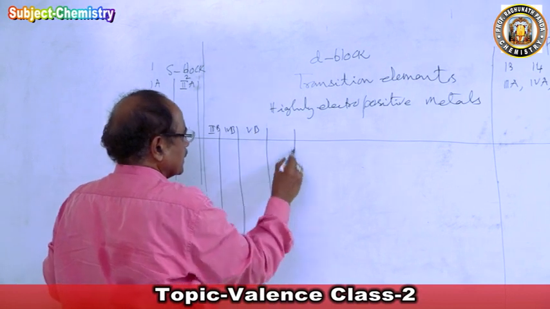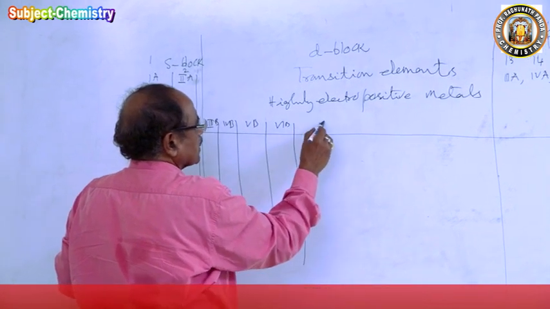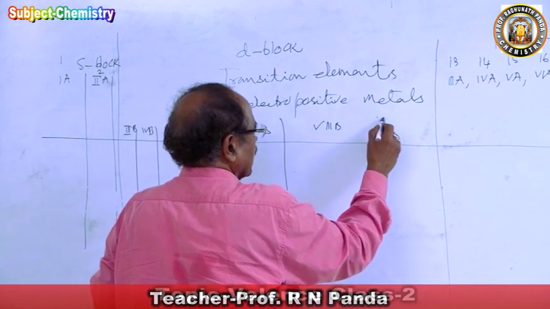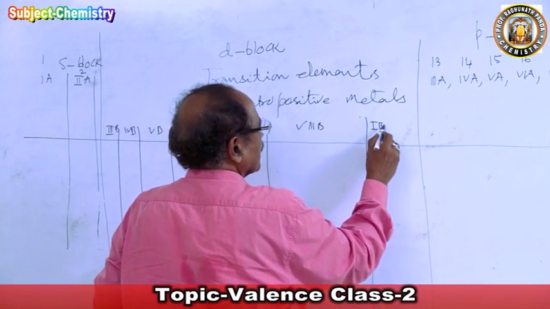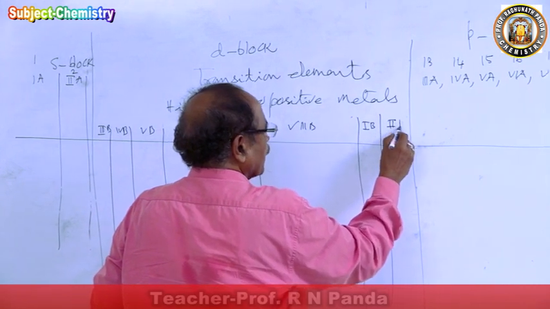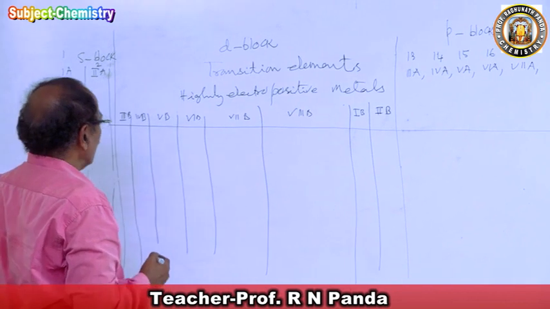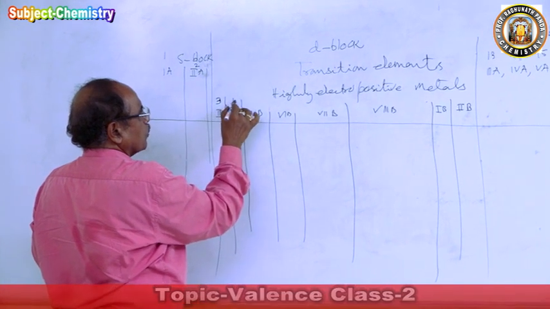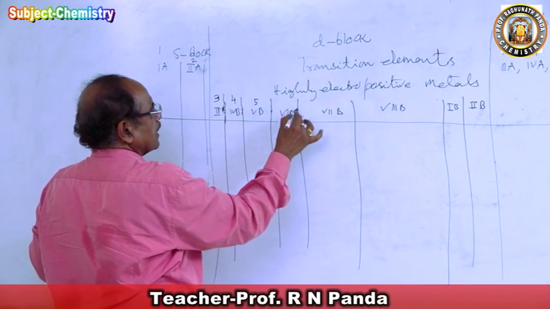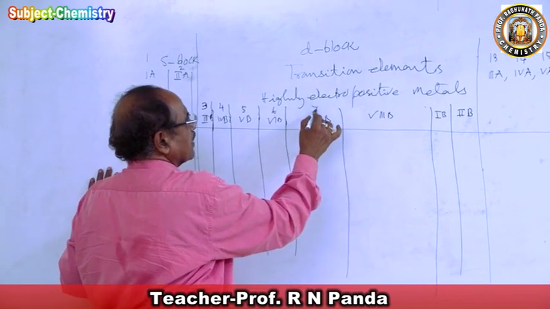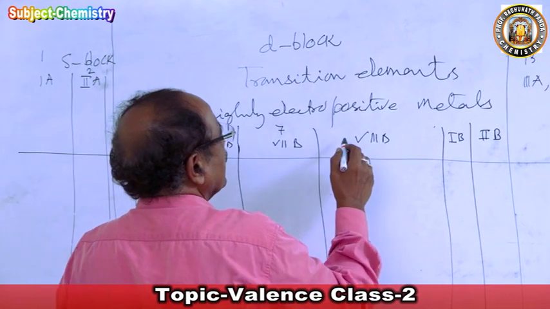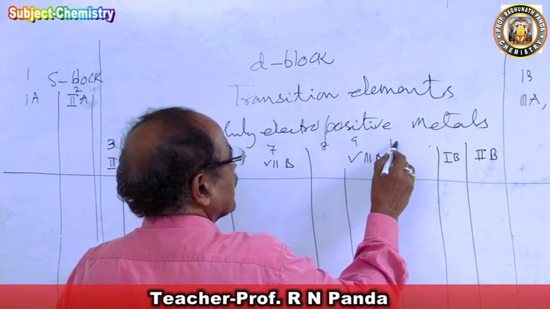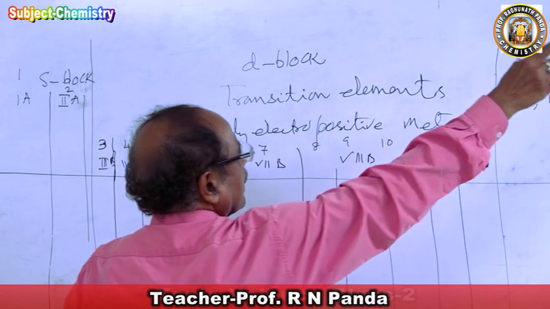4B, 5B, 6B, 7B, 8B, then 1B and 2B according to the modern form. But the moment you come to the long form, 3B is called group 3, 4B is called 4, 5B is called 5, 6B is called 6, 7B is called 7, and 8B is divided into 3. So there is 8, 9, 10, and then 11, 12, then 13, 14, 15, 16.